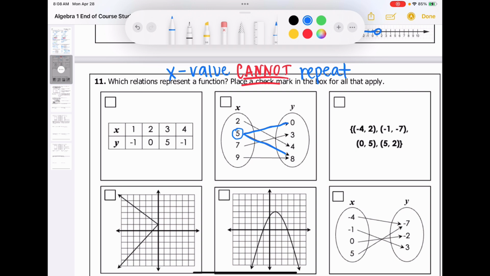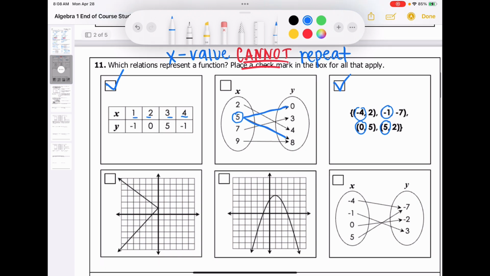But looking at my table, I have 1, 2, 3, 4. None of those numbers repeat, so that's a function. Looking at my ordered pairs, I have -4, -1, 0, and 5. None of those repeat, so that's a function. And then looking at this mapping, each x value only has one arrow coming out of it, so that would also be a function.